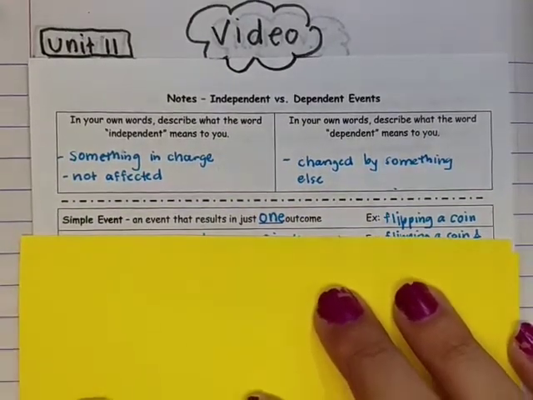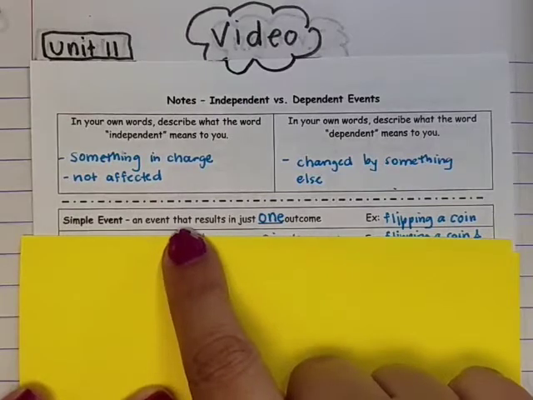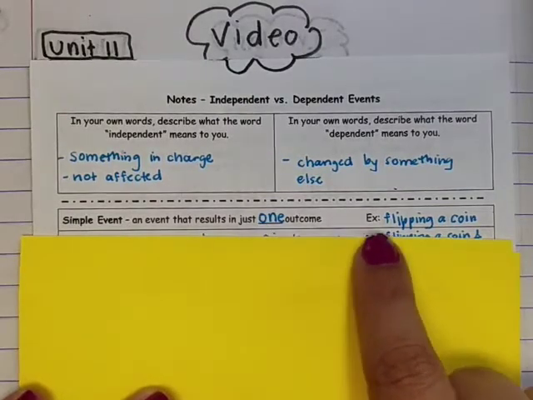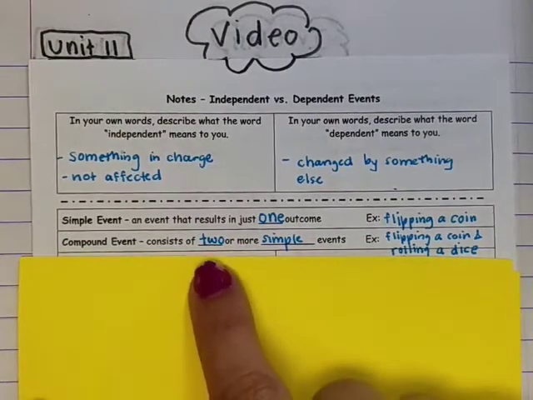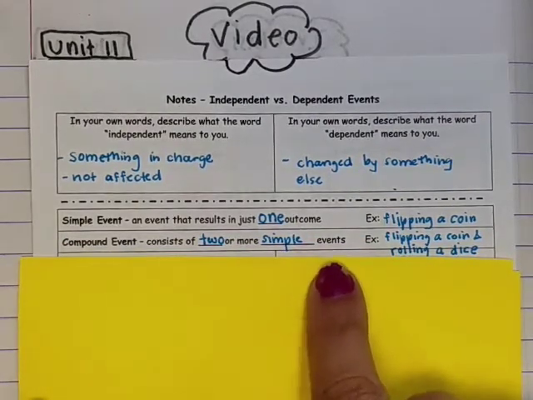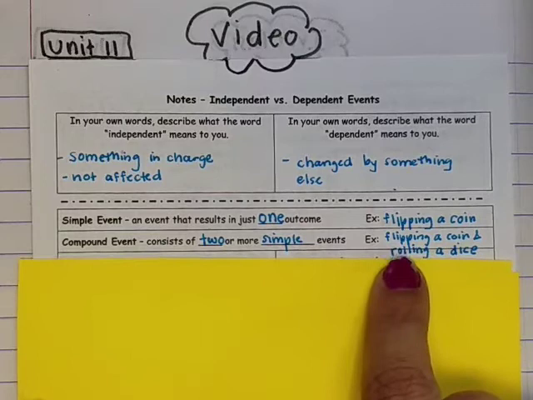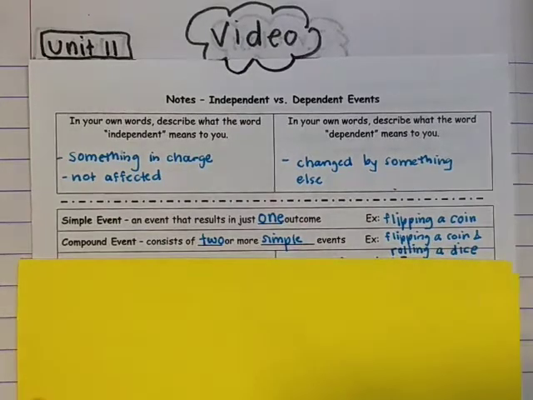The next thing is simple event. A simple event is just an event that results in just one outcome. So flipping a coin. A compound event is when you have two or more simple events. So flipping a coin and rolling a dice.